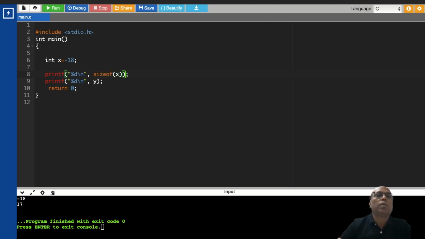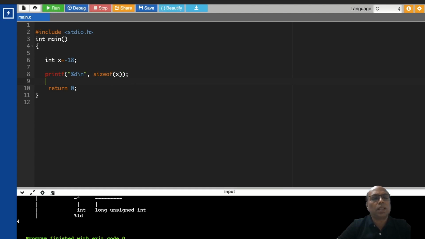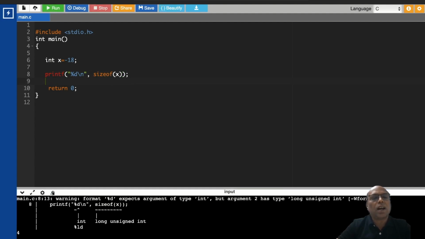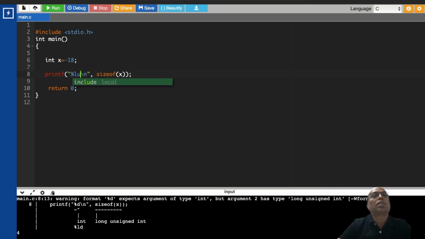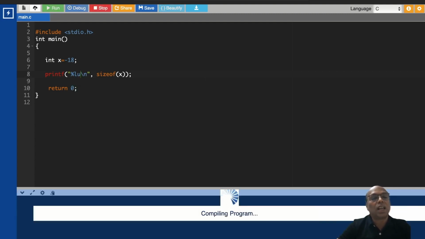Sizeof(x) will give me what? How many bytes are allotted for this. Now you may get a warning. We'll solve the problem. See the warning. It says the size is an unsigned integer, therefore a long unsigned integer. Therefore, what's the format specifier? %lu. You need to use %lu because sizeof gives you the result in an unsigned form.